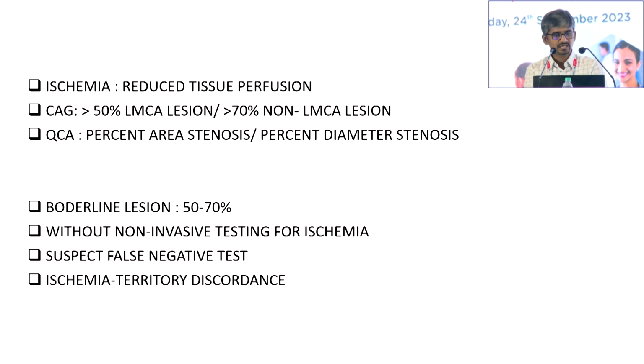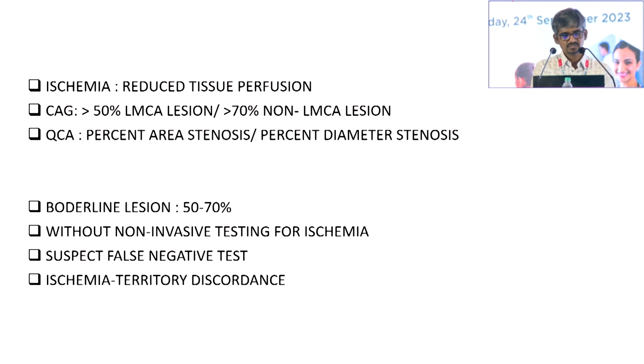So any lesion between 50 to 70 is a borderline lesion. We do not know the significance of the lesion. So FFR becomes important in this type of lesions. Any lesion more than 70 needs intervention. Any lesion that is less than 50 does not require any intervention like PCI or CABG. Those lesions between 50 to 70 need further clarification whether they need to be intervened or not.